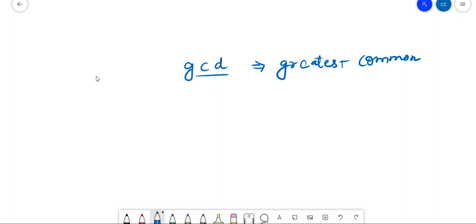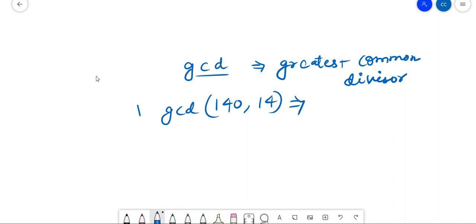Now, what do you mean by GCD? GCD means greatest common divisor, right? Now suppose if I want to find the GCD of 140 and 14, what we will do?